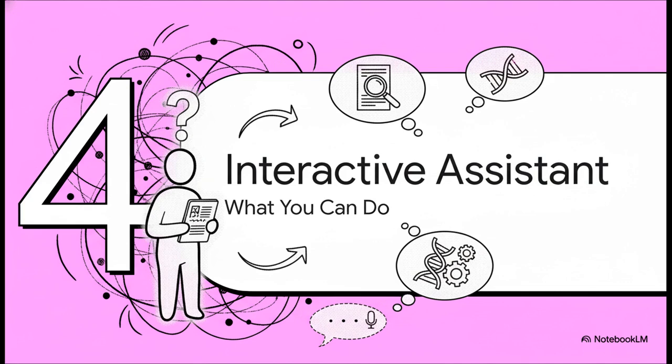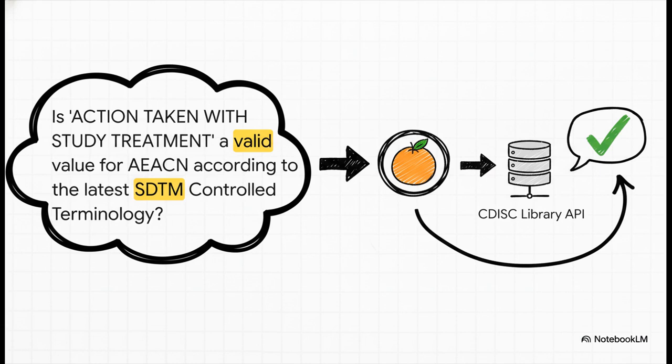Okay, so much for the theory, but what does this actually look like when you're using it? What can you ask this supercharged assistant? Let's move on to section 4, your interactive assistant. Here is a perfect real-world example. Instead of you having to manually search through code lists, you can just ask a direct question like this one. And because of Shiranui, you know for a fact the answer you get isn't based on some old cached version of the terminology, but on the absolute latest information available in the CDISC library right now.